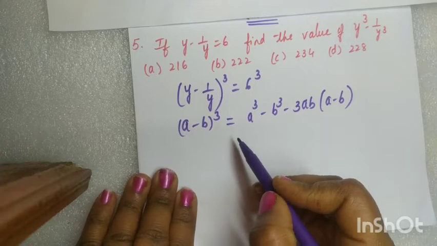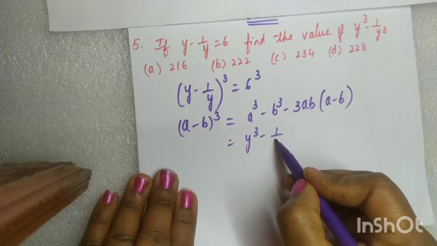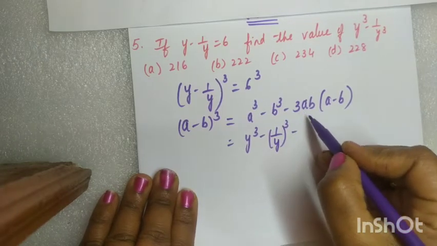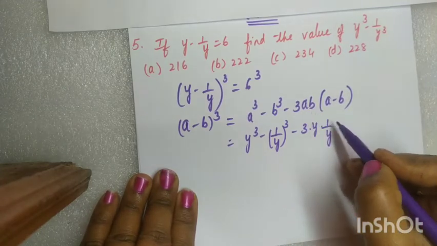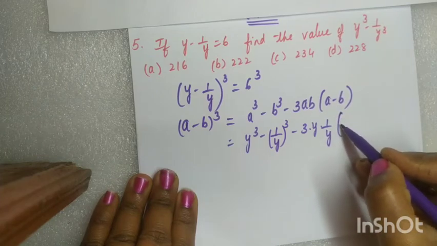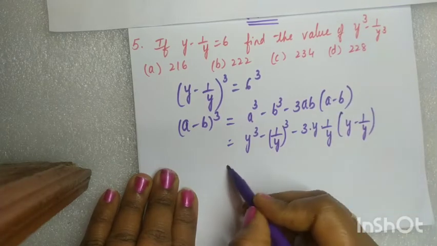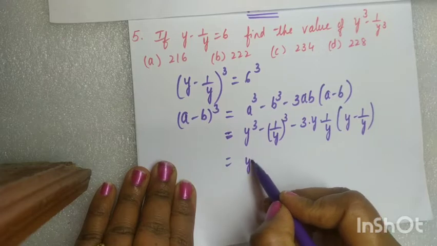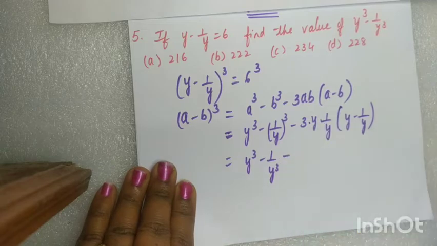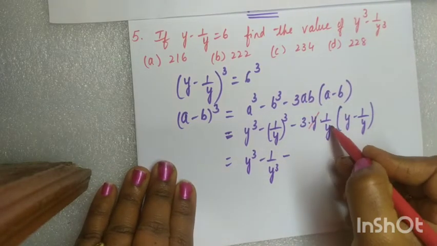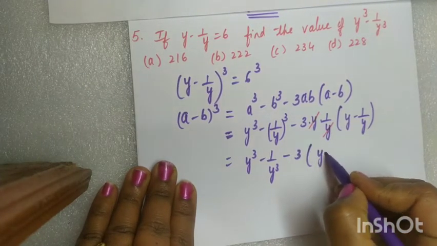Now let's see how to solve this. In place of a we have y, so it is y cube minus b cube. B cube is nothing but 1 by y the whole cube. So minus 3 into a, it is y, into b, which is 1 by y, into a minus b, so open the bracket: y minus 1 by y. So y cube minus 1 by y cube, and here this y and the denominator y get cancelled.